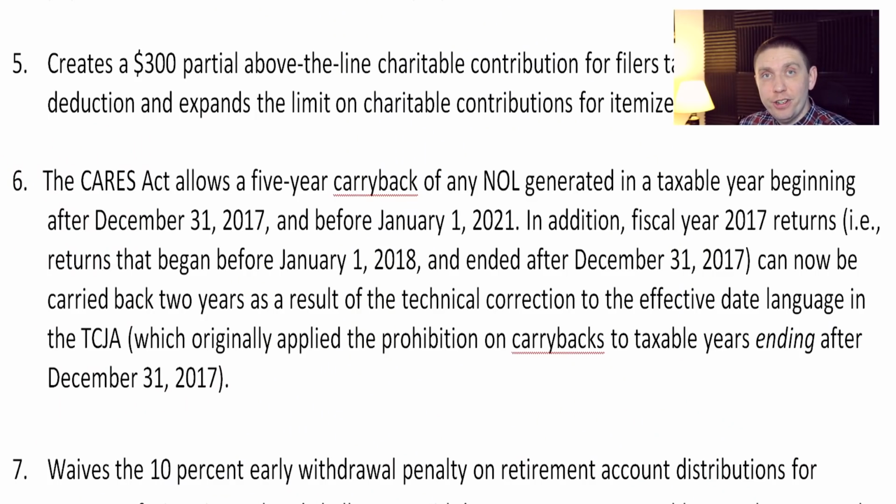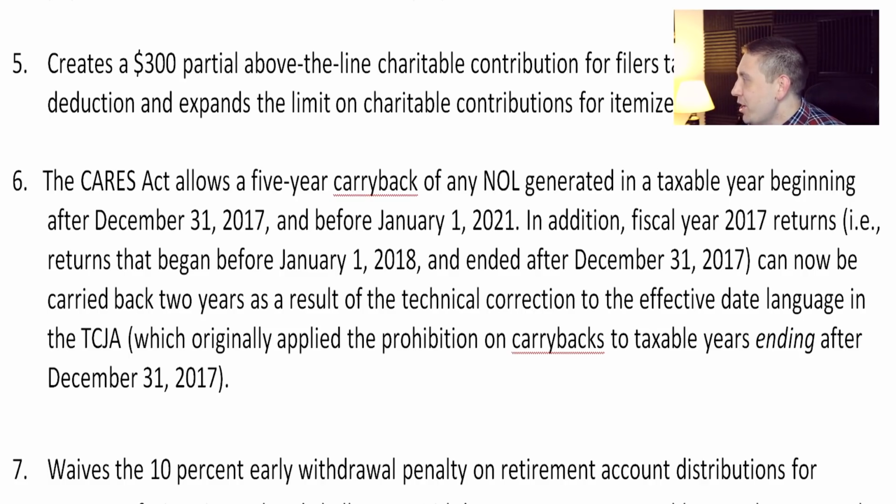Number 6, real briefly, let's talk about net operating losses. This one is huge. Massive. So let me read this to you real quick and I'll elaborate. It says the CARES Act allows a 5-year carryback of any NOL, net operating loss, generated in a taxable year beginning after December 31st, 2017 and before January 1st, 2021. So losses you've incurred, net operating losses in years 2018, 19, and 2020.